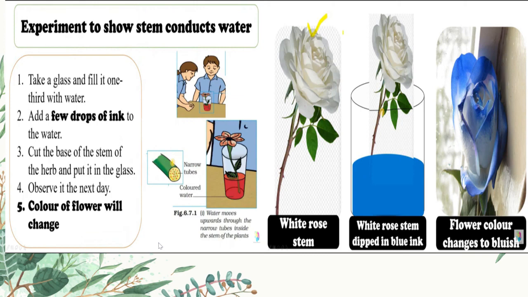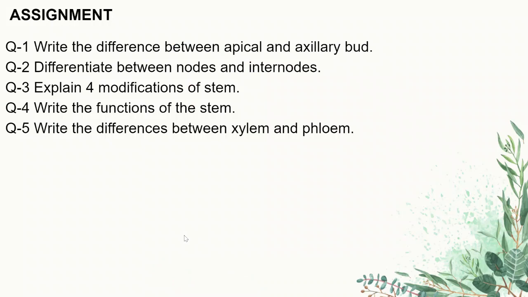I hope you will perform this activity at home, and also you will love this activity. You can share your observations in the class. Children, there are some questions which you can answer orally. What is the difference between apical and axillary bud? Then differentiate between nodes and internodes. Explain the modifications of stems, and also the functions of stem, and what is the difference between xylem and phloem.